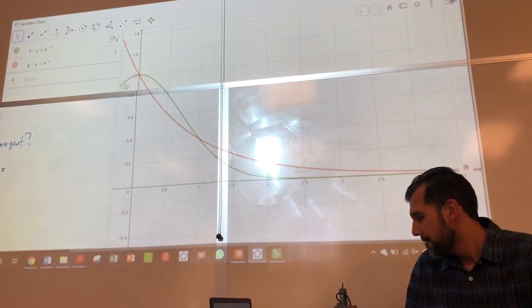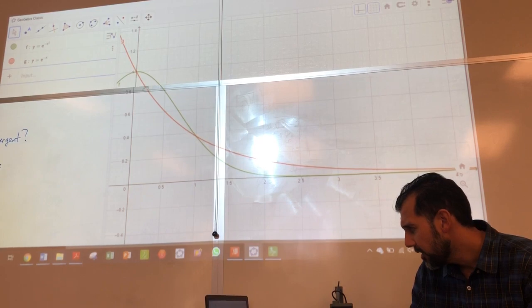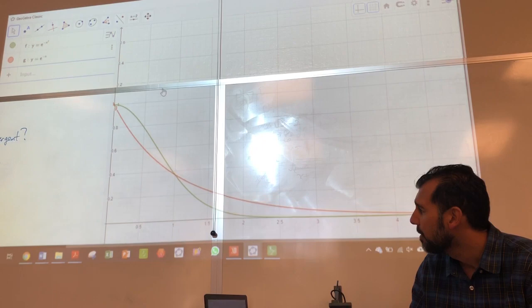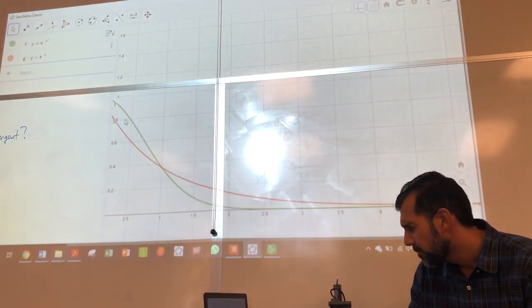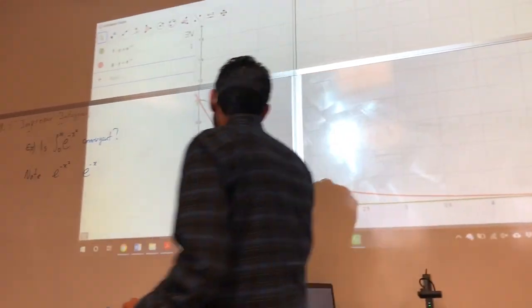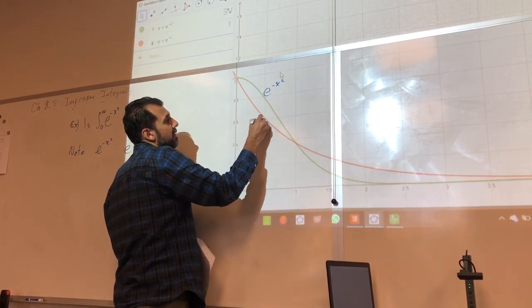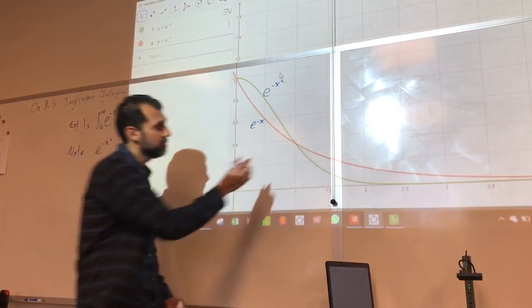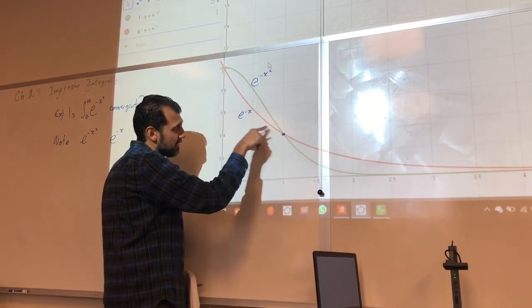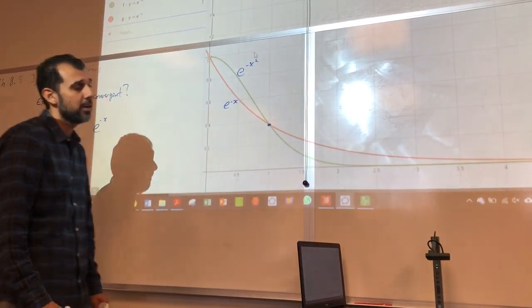Is that coming through clear? Hopefully it is. Now here's the thing. We're going from 0 to infinity. Notice that from 0 to 1, maybe I'll bring this down a bit. From 0 to 1, which one is greater? It's e to the negative x squared that is greater than e to the negative x. But here's what's important. Starting at 1 and from then on, it's the other way around. e to the negative x is greater than e to the negative x squared.